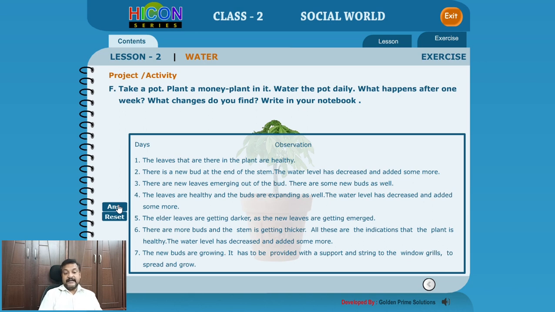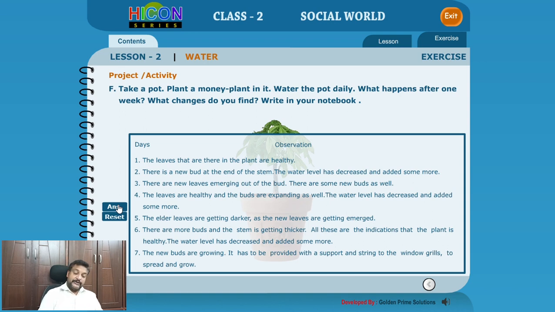The elder leaves are getting darker on the 5th day as the new leaves emerge. The new leaves will be light green in color, and the older leaves are getting darker and darker. Day 6, there are more buds and the stem is getting thicker. All these are indications that the plant is healthy. The water level has decreased and added some more.